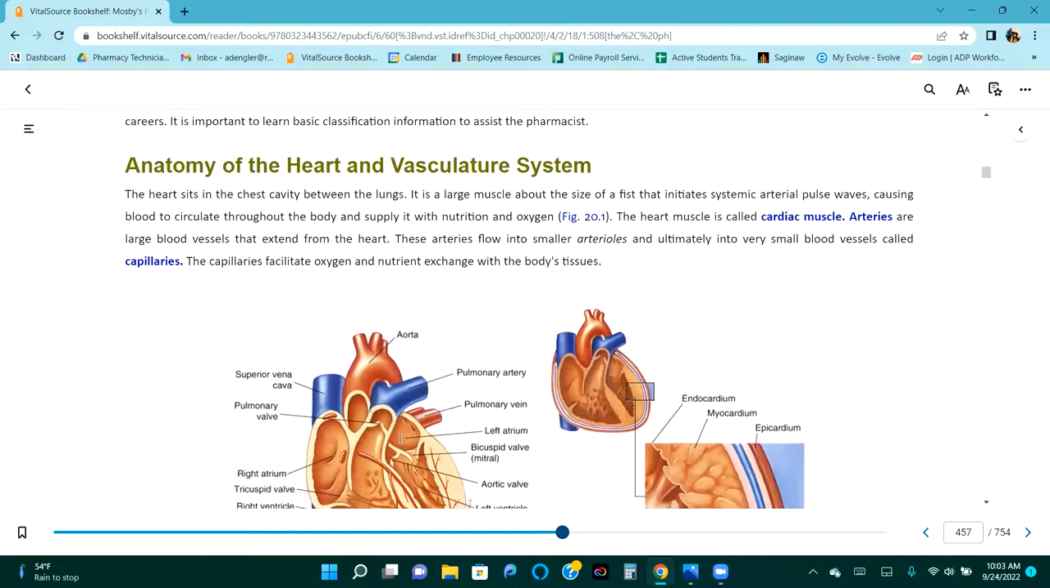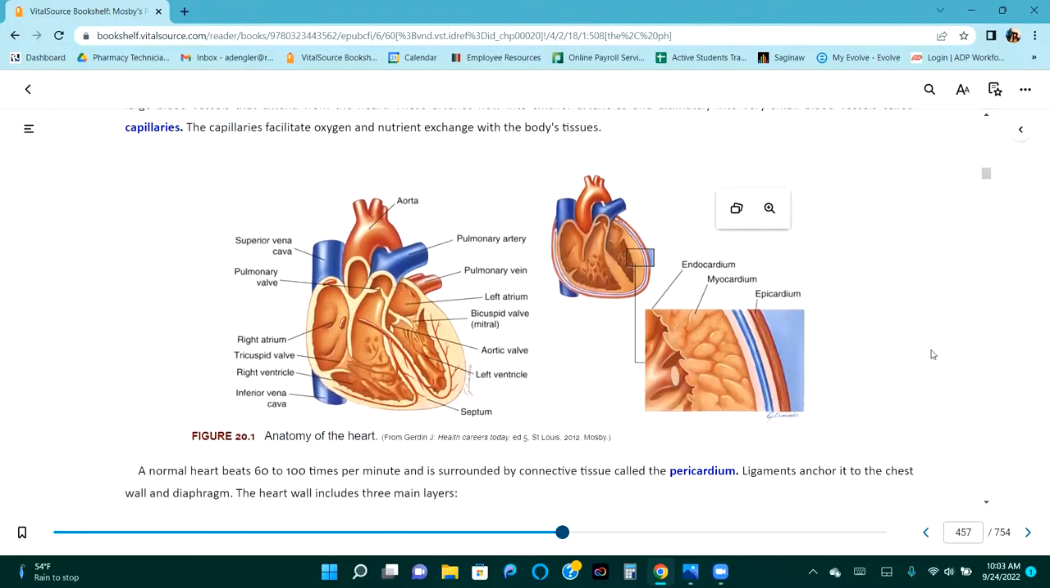Arteries are large blood vessels that extend from the heart. These arteries flow into smaller arterioles and ultimately into very small blood vessels called capillaries. The capillaries facilitate oxygen and nutrients exchange within the body tissues.